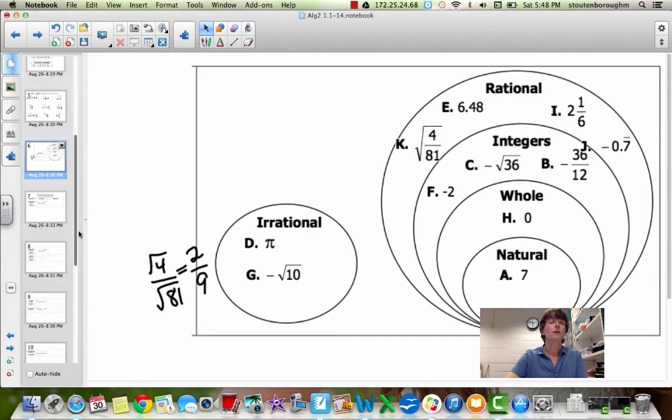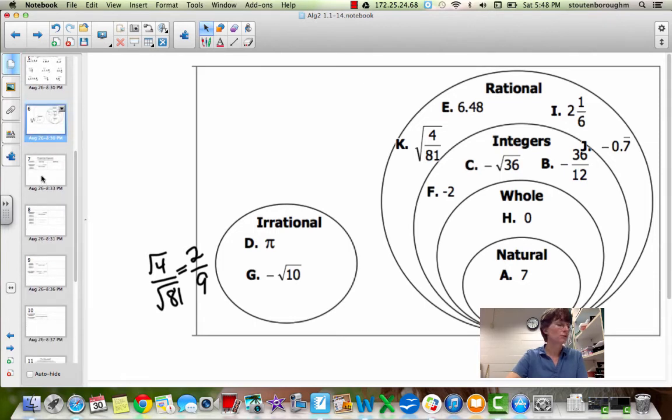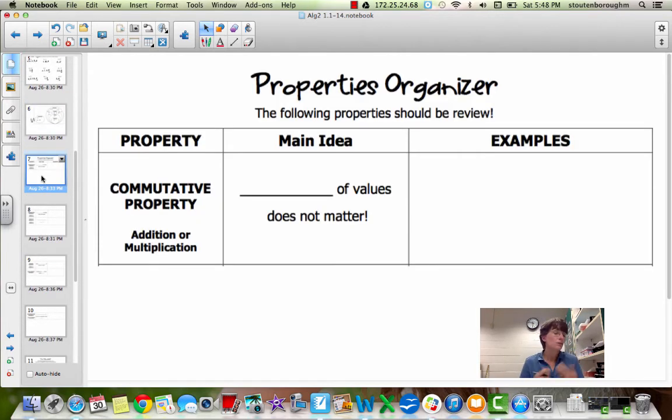We're going to just go over a couple properties that you're going to use throughout the year, and just put a name to them. A lot of these properties are things that you've done before, and we just want to go back and put a name to it now that you've moved into Algebra 2. So the first property we're going to talk about is the commutative property for addition or multiplication.